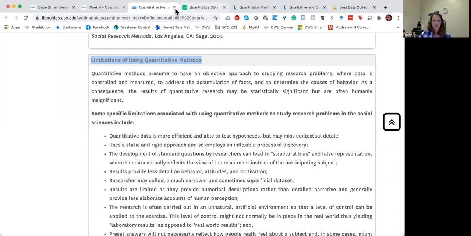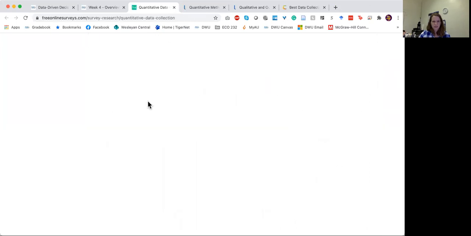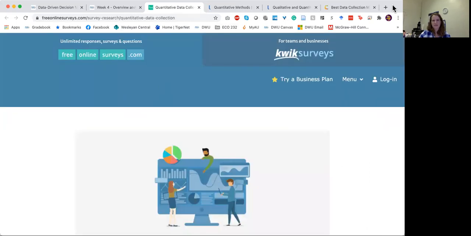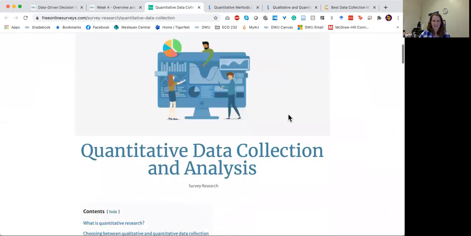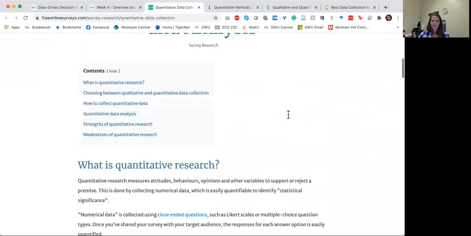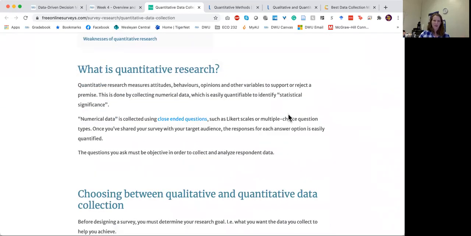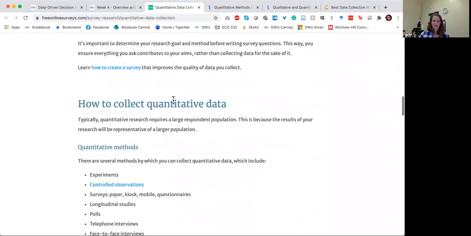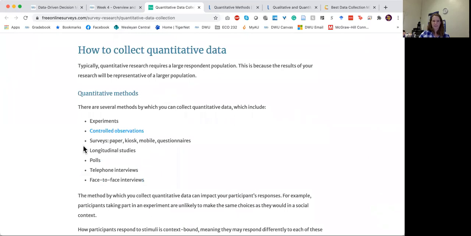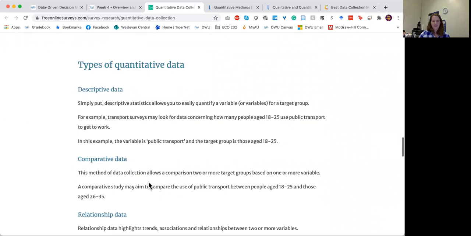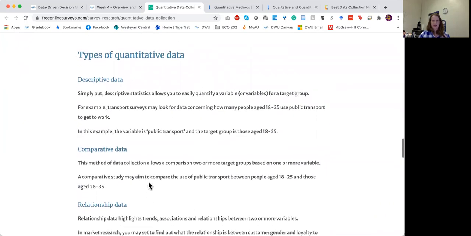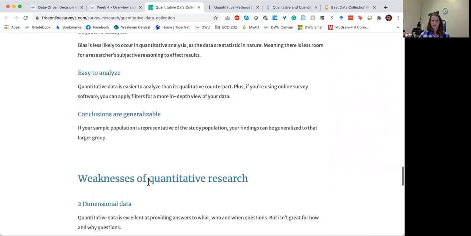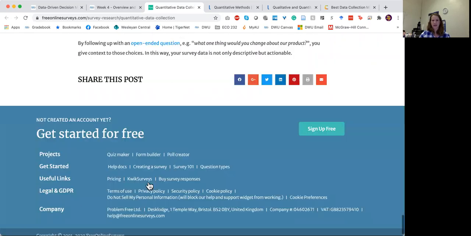The next one comes from freeonlinesurveys.com, and they talk about quantitative data collection. And again, there's that quantitative research. What is it? What's the difference? Why would you choose one? And then this one actually goes into how you collect it. Looking at the experiment, surveys, polls, what are the types of quantitative data, and again, strengths and weaknesses, just something to kind of compare.